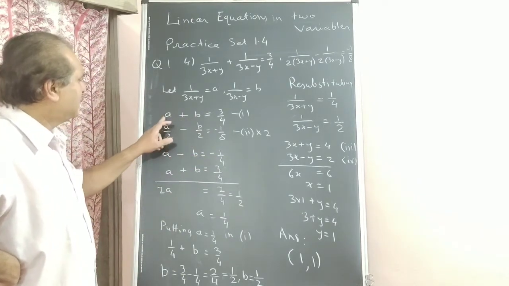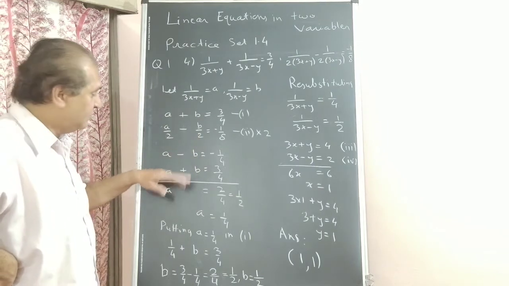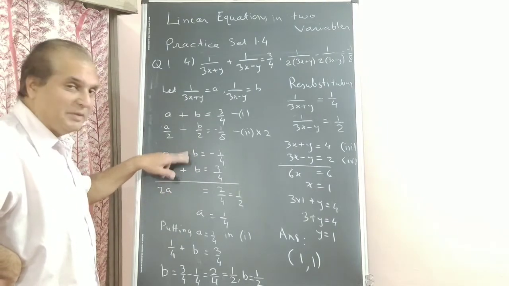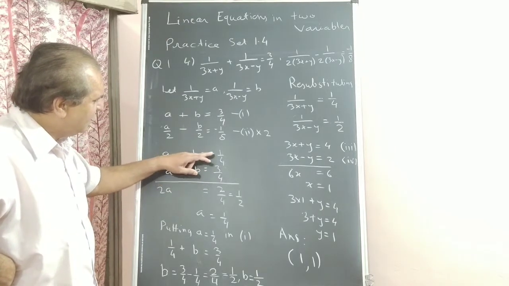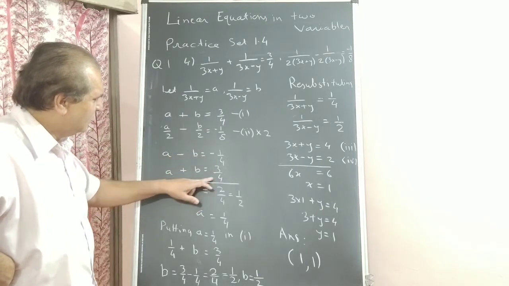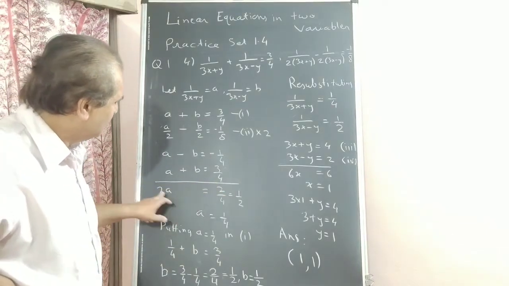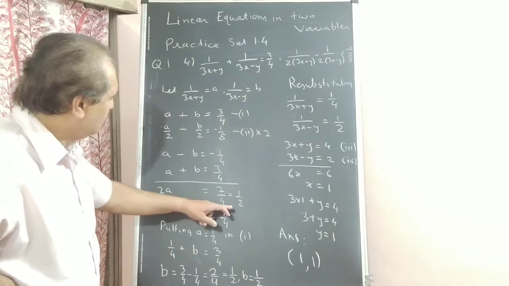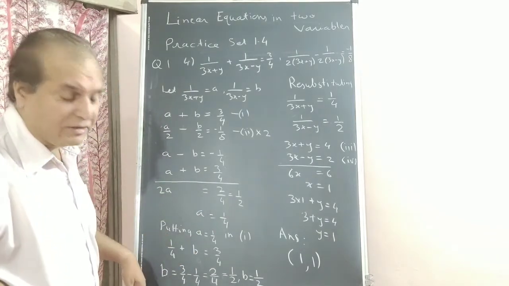And now first equation a plus b equal to 3 upon 4. We are adding these two equations. Plus b minus b cut. A plus a is 2a. 3 by 4 minus 1 by 4 is 2 by 4. Cutting, that is 1 by 2. 2a equal to 1 upon 2. 2 will go down, 2 into 2 is 4. A equal to 1 upon 4. A value we got.